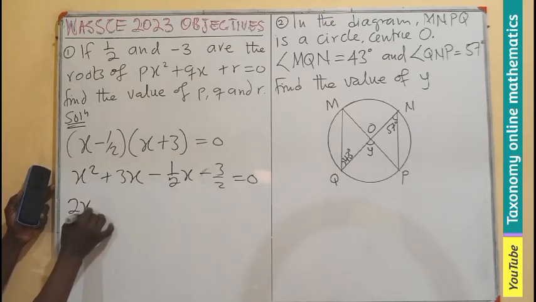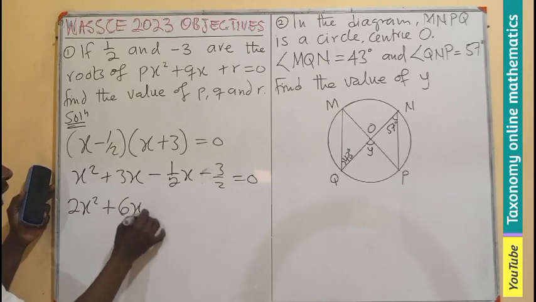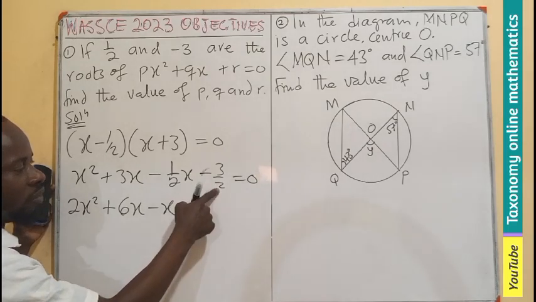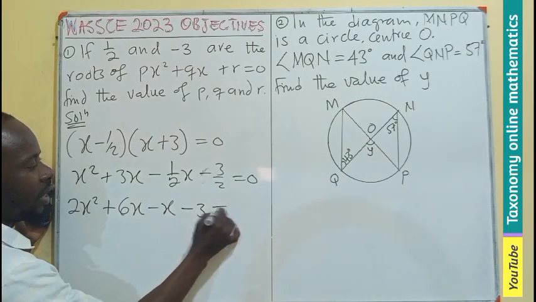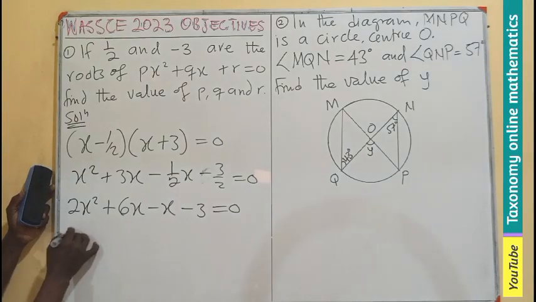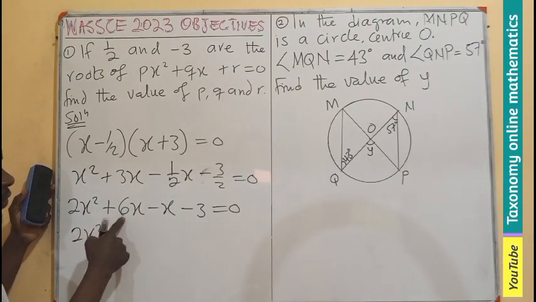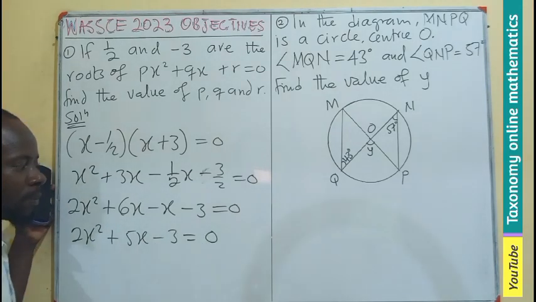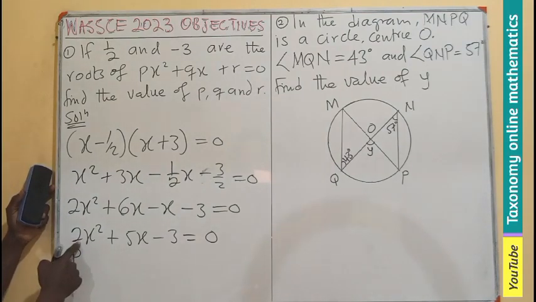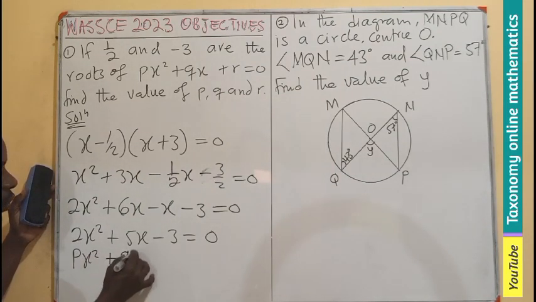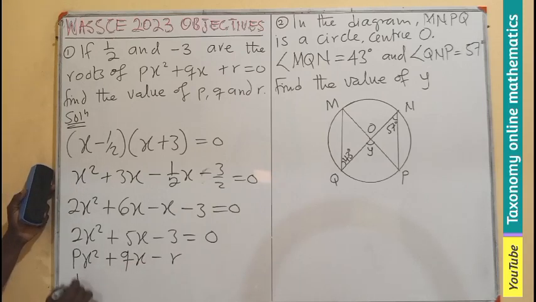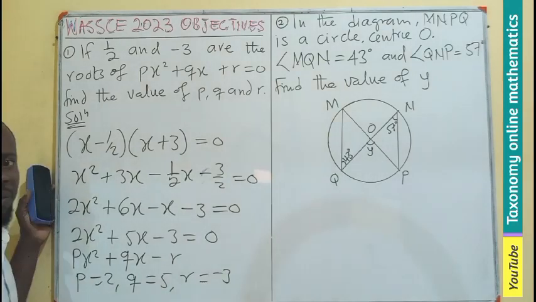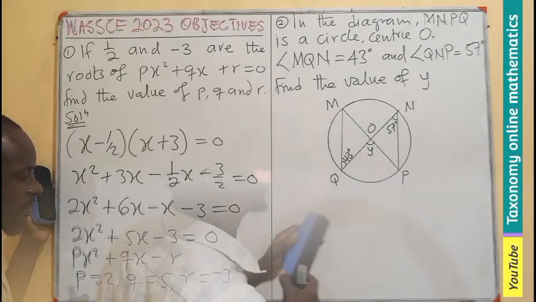2 times this will be 2x squared. 2 times this will be 6x. When 2 multiplies here, it cancels itself, remaining negative x. When 2 goes here, it cancels the 2, remaining 3 equals 0. So 2x squared, this is going to be 6 minus 1, 5x minus 3 equals 0. By comparison, px squared plus qx plus r, meaning p is just 2, q is just 5, and r is just negative 3. So these are the values we have from here.